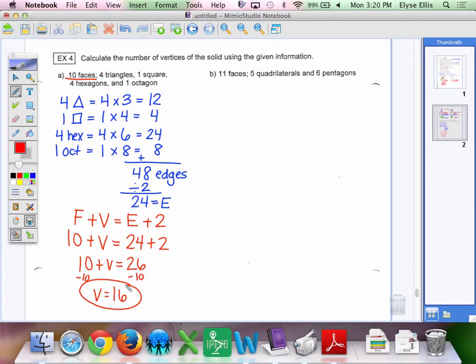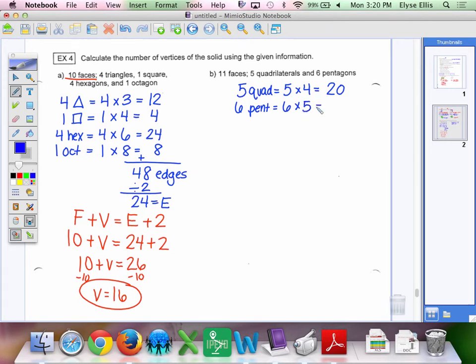So it's kind of a process. You have to organize, itemize, put it into Euler's formula, and solve for V. So let's do it with a totally different shape. This time we have 11 faces. 5 of them are quadrilaterals, and 6 of them are pentagons. So we don't have quite the variety this time. If we have 5 quadrilaterals, that's 5 shapes with 4 sides each. That's a total of 20.